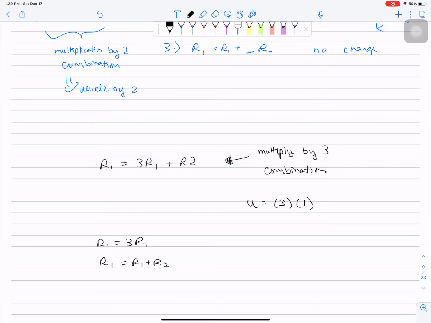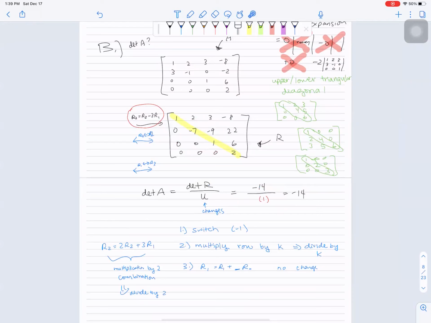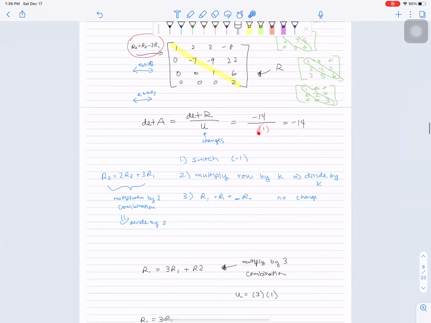Is it possible, would you divide by 3 then? Yes, you would divide by 3. Because what row reduction does is it multiplies your determinant, but we don't want the determinant of the resulting thing. We want to go backwards. So that's why I'm dividing by whatever I do.